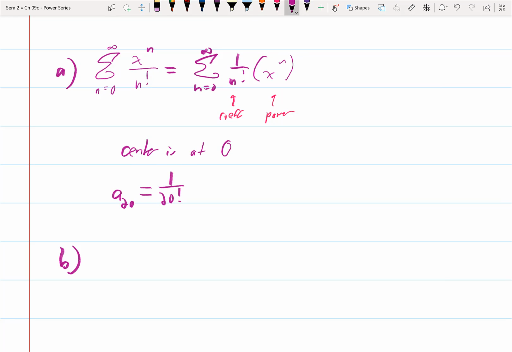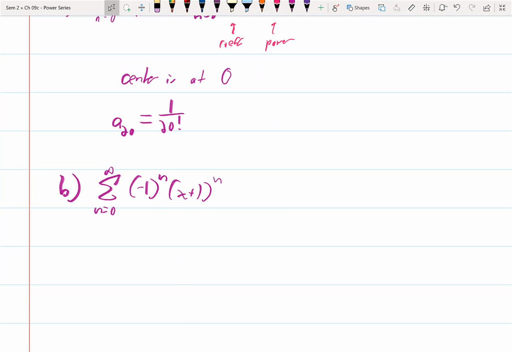So the next one, the sum from n equals 0 to infinity of negative 1 to the nth power times (x plus 1) to the n. This is an alternating series that has a center at, well, we can see from this term here, if this is an x plus 1, then the center is at x equals negative 1. And then my a sub 20 term is negative 1 to the 20th, which is 1.